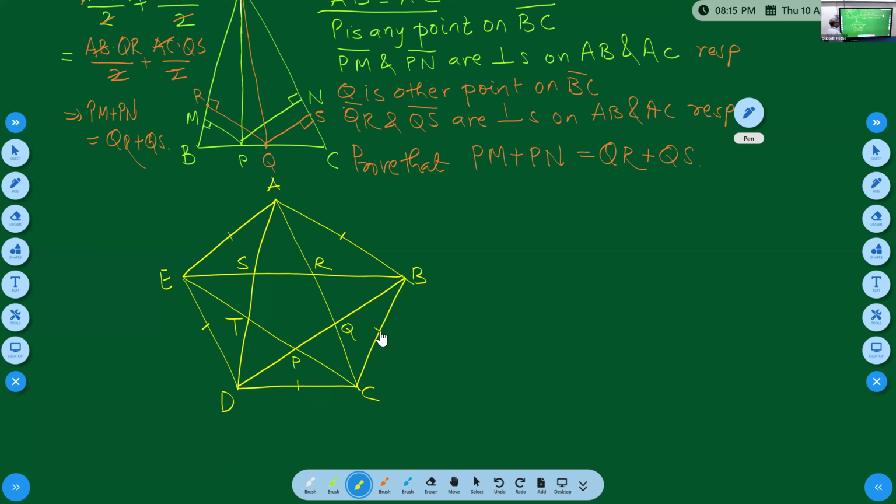Okay. So suppose area of ASR is equal to X and area of ARB is equal to Y. Find area of PQRST in terms of X and Y.